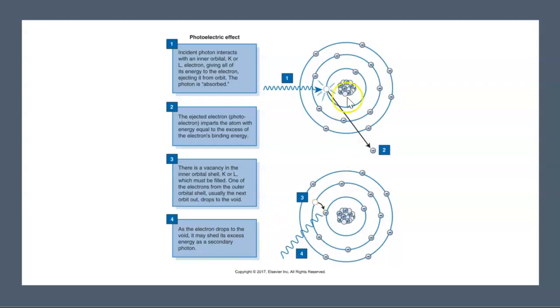Looking here, here's a good diagram. The incident photon interacts with an inner shell orbital K or L electron, giving all of its energy to the electron. So it's completely absorbed, and it ejects the electron from orbit. The photon is absorbed, so that's really important. The ejected electron, the photoelectron, imparts the atom with energy equal to the excess of the electron's binding energy. Here's the ejected electron, what we call a photoelectron. So this is called photoelectric effect or absorption.